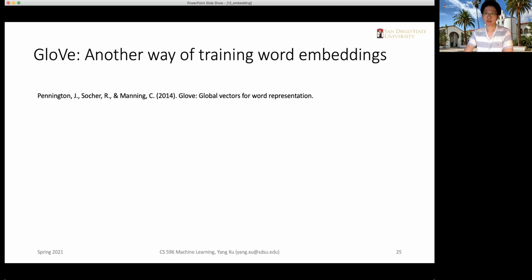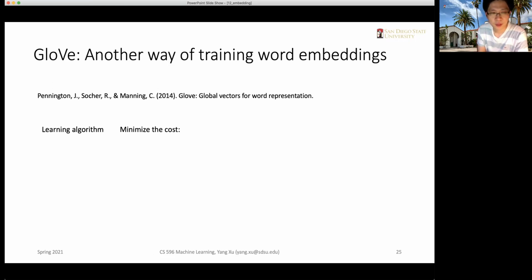So I have some slides and I wish to cover them today. Other than word2vec, right, there's actually more than one way to train word embedding vectors. One of the most famous examples is the so-called Global Vectors for Word Representation. The short name is GloVe. And the learning goal behind it is also very straightforward, right?